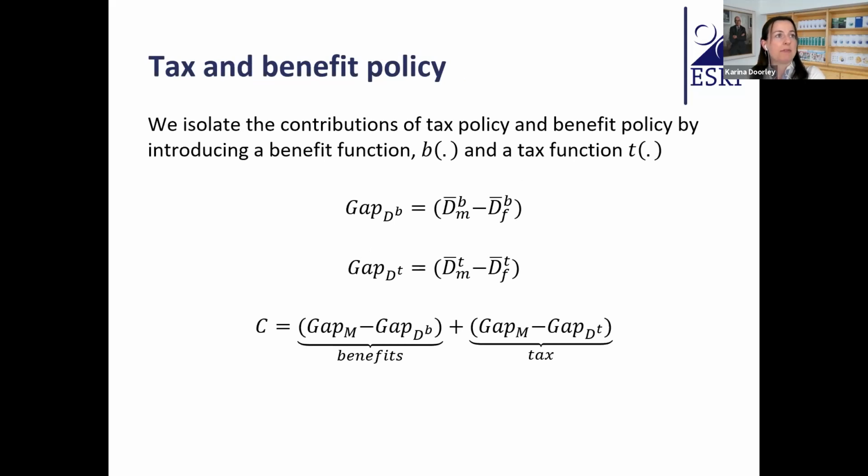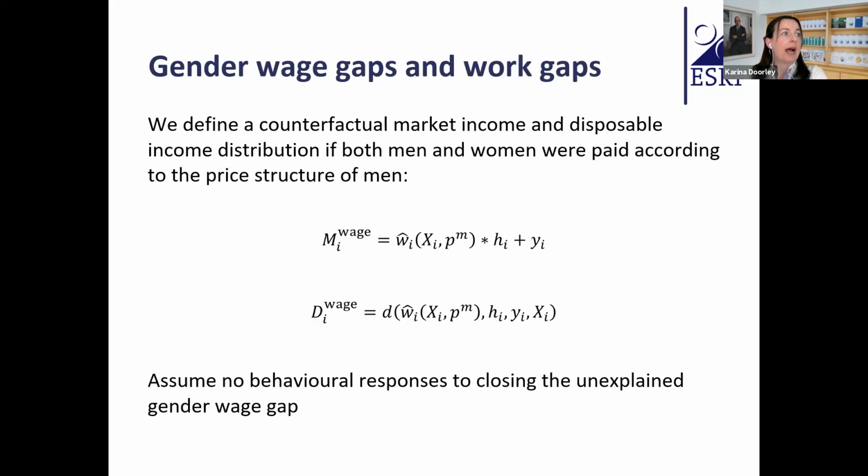So by introducing a benefit and a tax function then, we can identify the effect of benefits and taxes separately. So we can split this cushioning effect out into the effect of benefits and the effect of taxes to see which is really doing the heavy lifting here. And then we can also estimate the part of the cushioning effect that is due to the cushioning of the gender wage gap and the gender work gap.